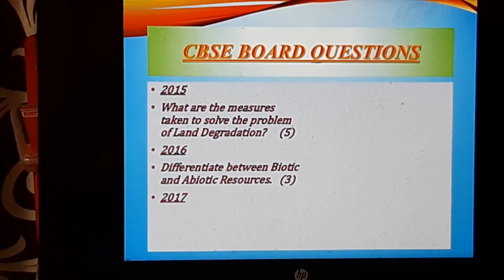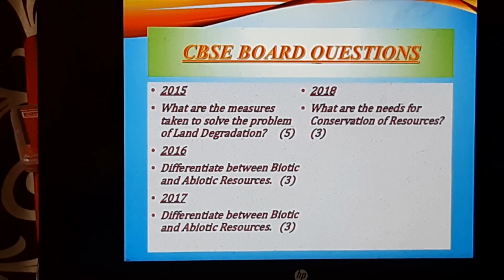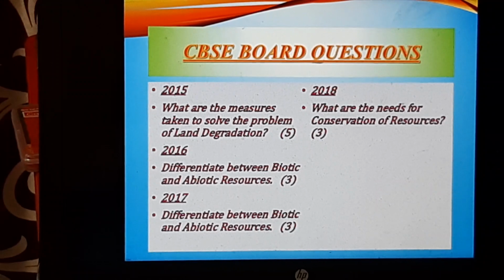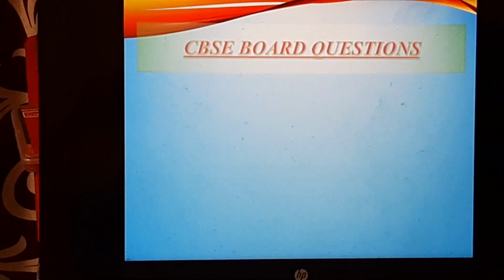Differentiate between biotic and abiotic. Again, it's a repetition. 2017 also it's a repetition. 2018, what are the needs for the conservation of the resources? Why is it very important to conserve the resources? Because resources are very important for continuous development. Some of them are exhaustible and we have to continue the rate of development. We have to accelerate the rate of development. For that we have to conserve the resources.